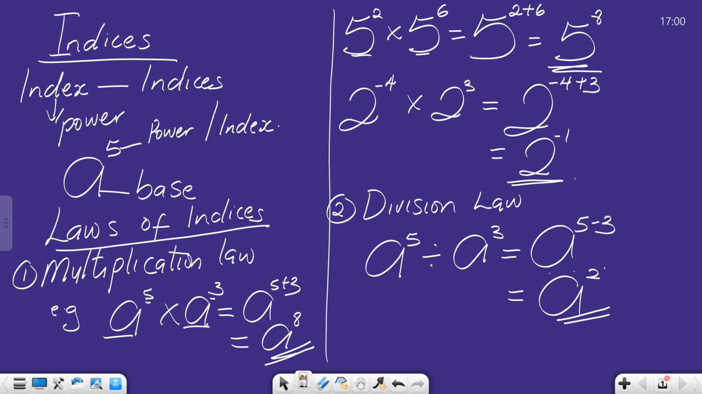Let's use a number. I have 7 raised to power 8 divided by 7 raised to power 10. Since they have the same base, I'll pick one of the base, then I will subtract the power, 8 minus 10, and that will give me 7 raised to power minus 2. That is the second law. So let's go to the third law of indices.